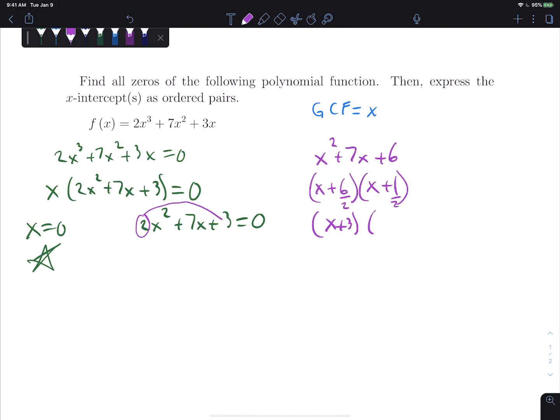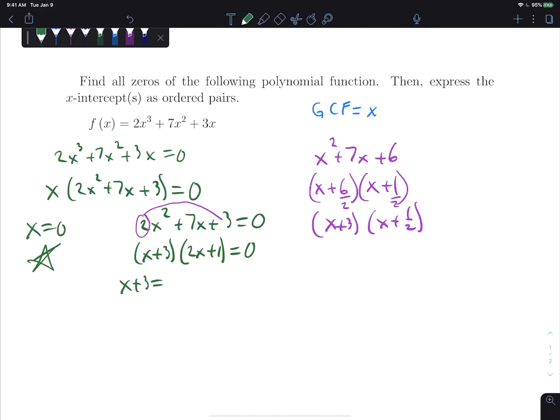Gives me x plus 3. And bring the bottom up gives me, well, I guess x plus a half. And then bring the bottom up. And that's going to give me the factorization of x plus 3 times 2x plus 1. Awesome. Notice that this is the factorization of this. And then just set each one of those equal to 0.